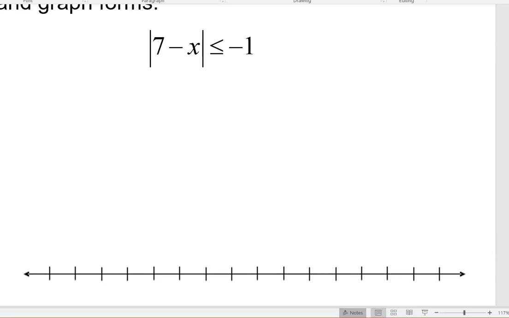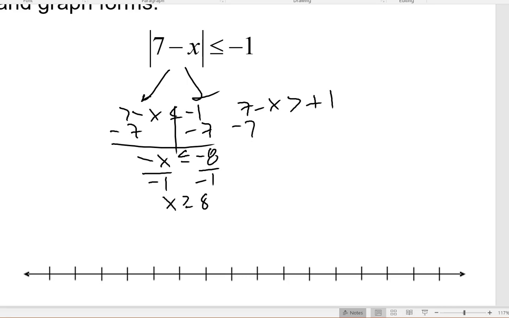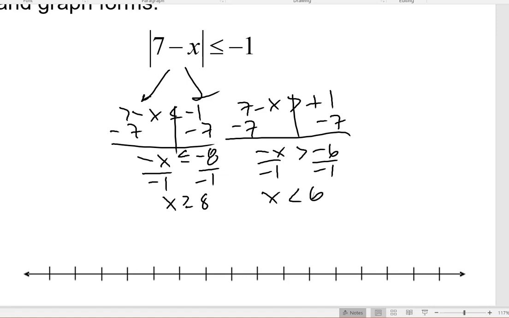Solve this algebraically. Some of you are going to do this. So where are we at? 7 minus x less than or equal to negative 1. 7 minus x greater than positive 1. Subtract the 7, subtract the 7. Negative x less than or equal to negative 8. Dividing by the negative, the inequality flips. This one, negative x greater than negative 6, dividing by the negative, x is less than 6.